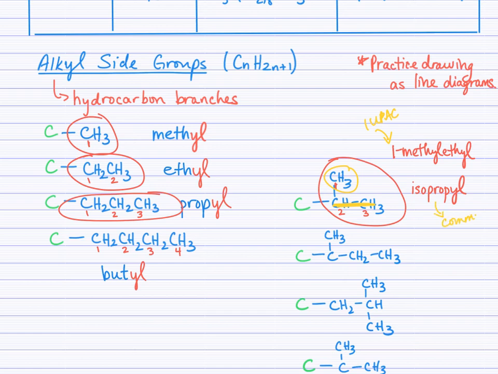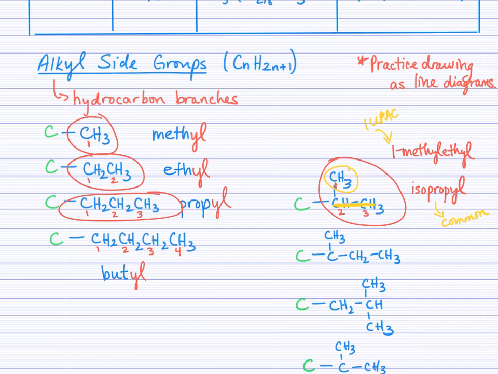or trivial name. I think most people are really going to find the isopropyl a lot easier, and for sure if you go to the drugstore and buy rubbing alcohol, you'll see isopropyl alcohol. So it is a name that you're going to see around. All right, so other common or trivial names then for side groups that aren't attaching off the first carbon.